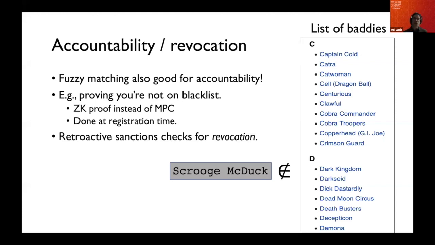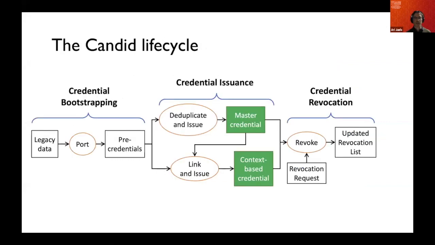Now, MPC is still useful for proving that users are not on blacklists retroactively and for revocation of identities. Blacklists, of course, change over time. So the fact that a user proved at the time she registered she wasn't on this list is insufficient to maintain the integrity of the service. As the list evolves, as new names appear, those new names need to be checked against registered names. And for this purpose, we can use the MPC-based version of fuzzy matching available in Candid.